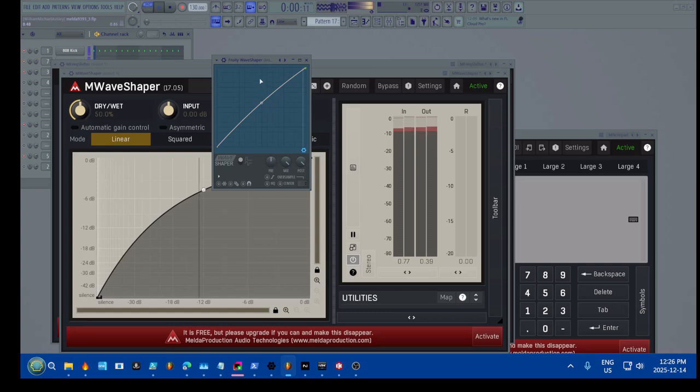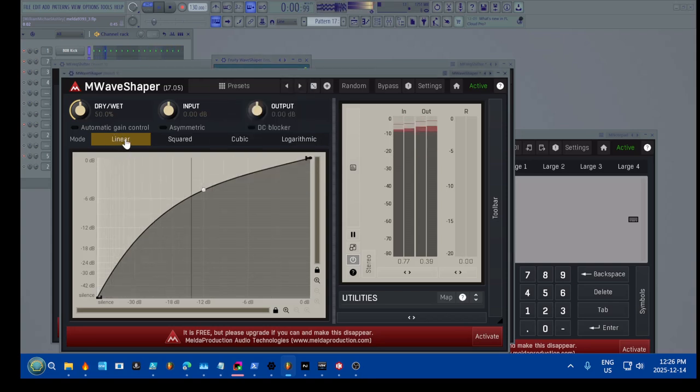I find that Fruity Wave Shaper usually causes a lot more crunch, which is good usually. But you have squared, cubic, and logarithmic mode. You have an inbuilt DC blocker and a symmetrical mode. And it also has auto gain control. So again, it gives you more than Fruity Wave Shaper.